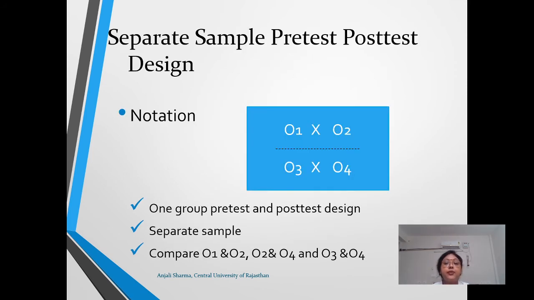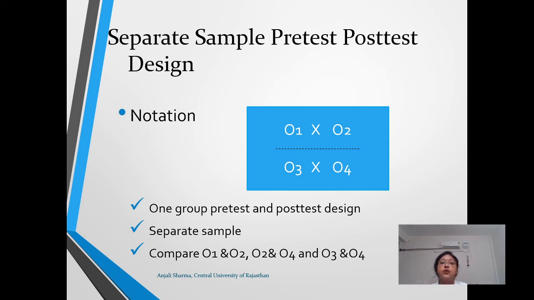And the separate sample pre-test post-test design means two samples, two groups are there, and in every group the intervention will be present, but they are not related with each other. And the second thing, they will go through the pre-testing and the post-testing also. So in the separate sample pre-test post-test design, two groups are there, and they are not dependent on each other.